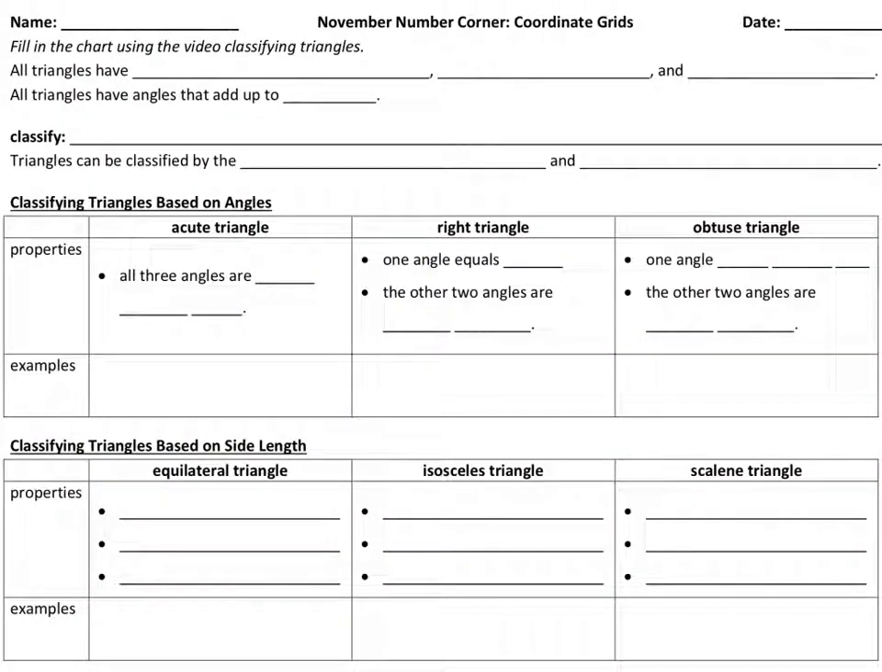You should have this page in front of you. At the top, it should say November number corner, coordinate grids, because this is the whole theme. You need to know how to classify triangles in order to do number corner this month. At the top, please write your name and the date.